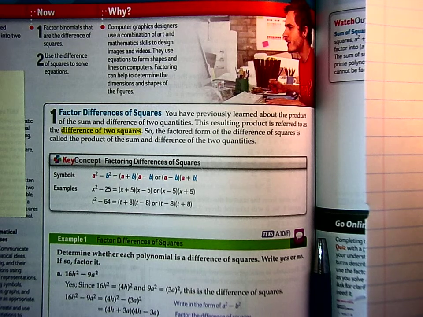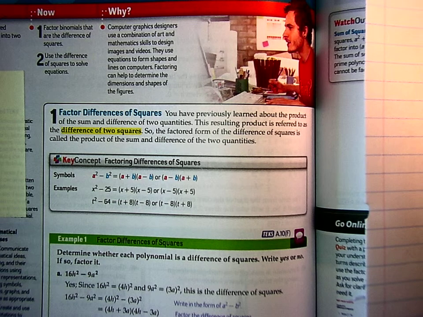You have previously learned about the product of the sum and difference of two quantities. The resulting product is referred to as the difference of two squares. So the factored form of the difference of squares is called the product of the sum and difference of the two quantities. Okay. That's just a lot of vocab words.